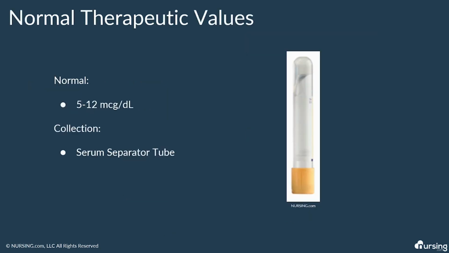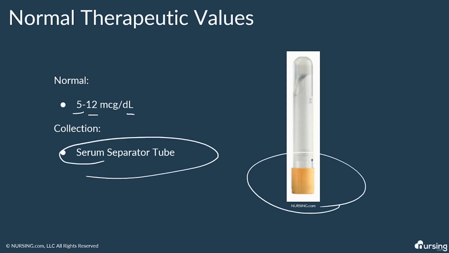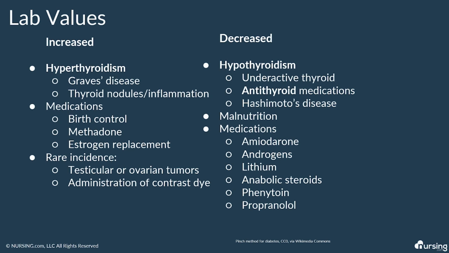Normal therapeutic values are between 5 and 12 micrograms per deciliter. This blood test will be collected in a serum separator tube, a gold top like this one. When lab values are increased for T4, that means likely there's hyperthyroidism, like Graves' disease, or there could be nodules, inflammation, right?